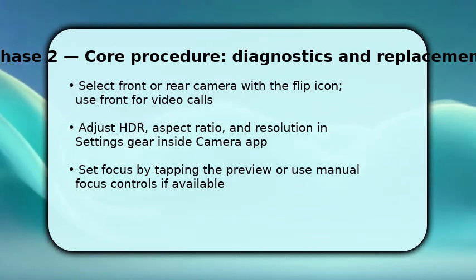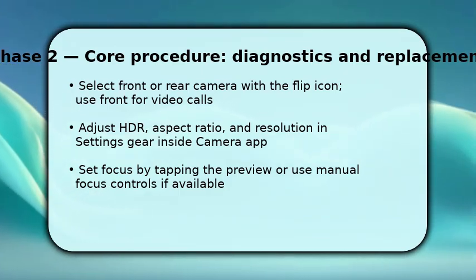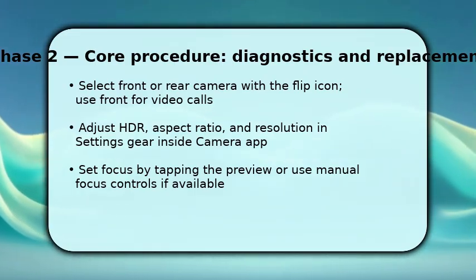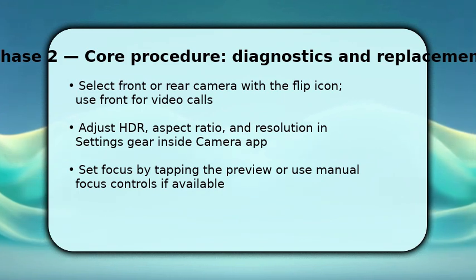Then adjust focus and exposure by tapping the preview and optionally enable HDR for balanced highlights and shadows. These steps improve image quality and avoid washed-out faces.